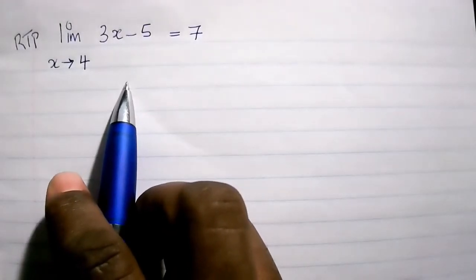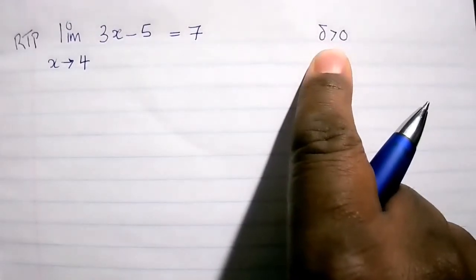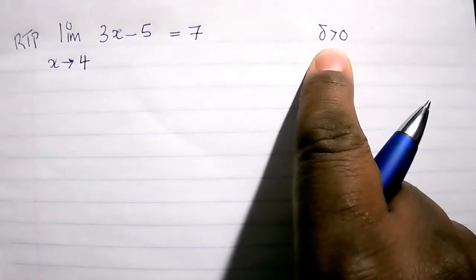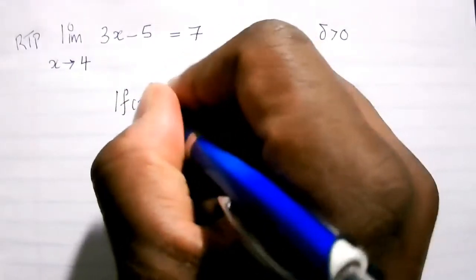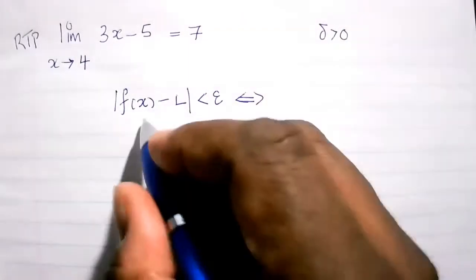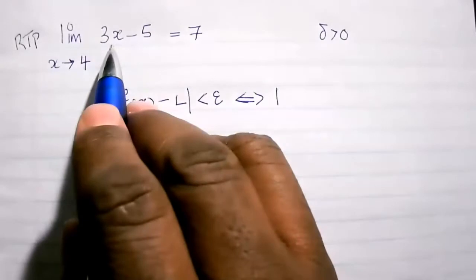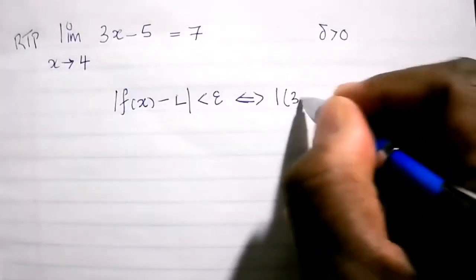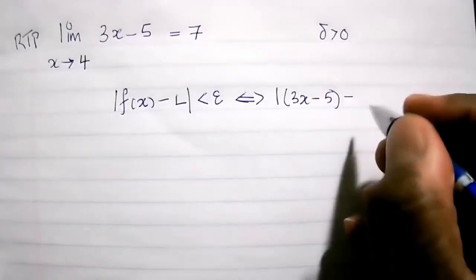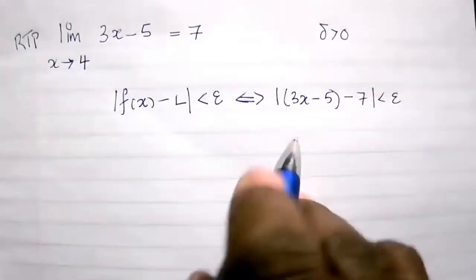In order to do the proof, we need to follow a series of steps, two in particular. The first step is not the proof itself, but just a way of finding our delta. Because remember, in the definition, we are required to find delta. So let's get started. We start by writing this statement: the absolute value of f(x) minus L, which is less than epsilon. What is our f(x)? Our f(x) is 3x minus 5. And minus L, what is our L? Our L is 7. And all this is less than epsilon.